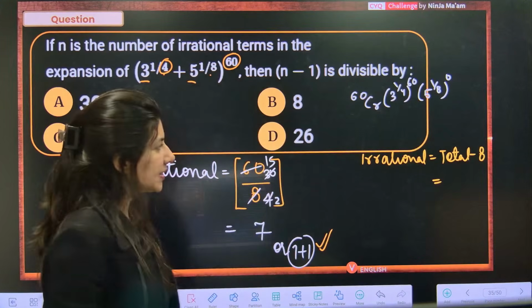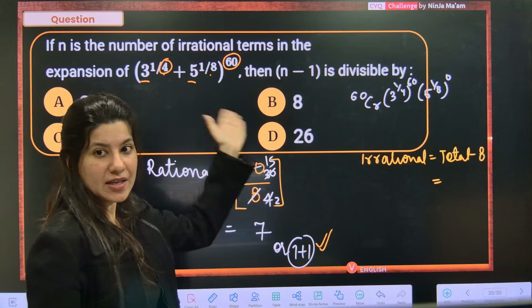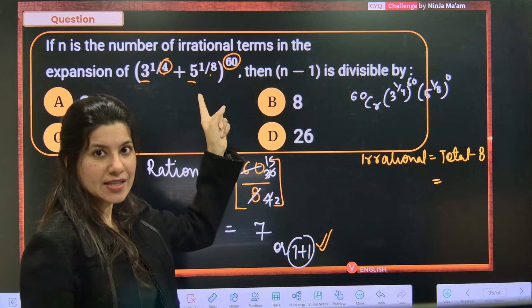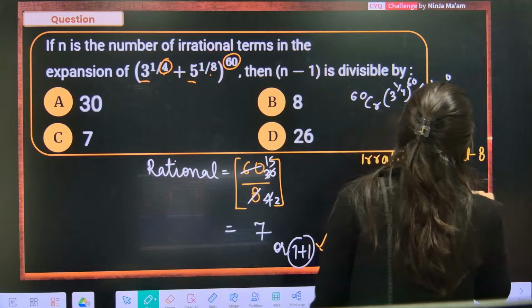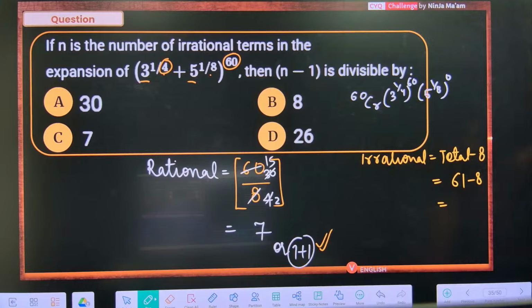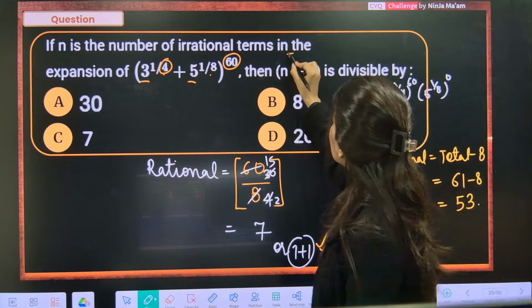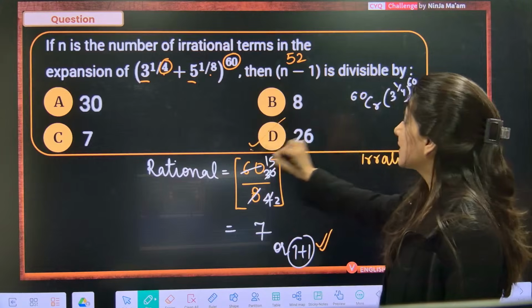How many total terms? In the chat box, can anybody tell me how many total terms? I am taking a pause. How many total terms, 60 or 61? So many students do it wrong. So 61 minus 8, it is going to be 53. Yes, 53. Now N is the number of irrational terms, so this is 53 minus 1, 52. 52 is divisible by 26. Option D.